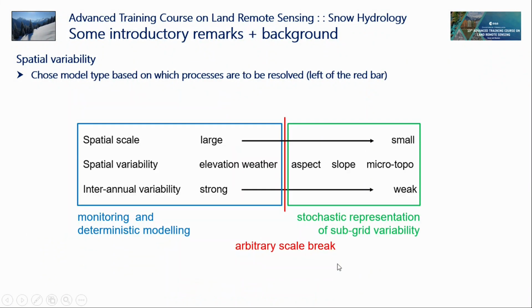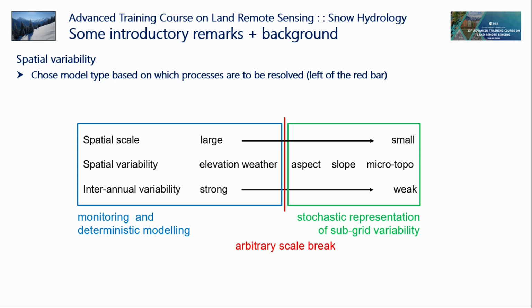If you put this together, you get something like this, where you have the spatial scale from large to small, and you have different effects that affect the variability, starting at large scale with the elevation dependency of precipitation phase, going to weather, aspect, slope, going to microtopography. Along this gradient of different effects on snow, you see that the interannual variability moves from strong to weak.